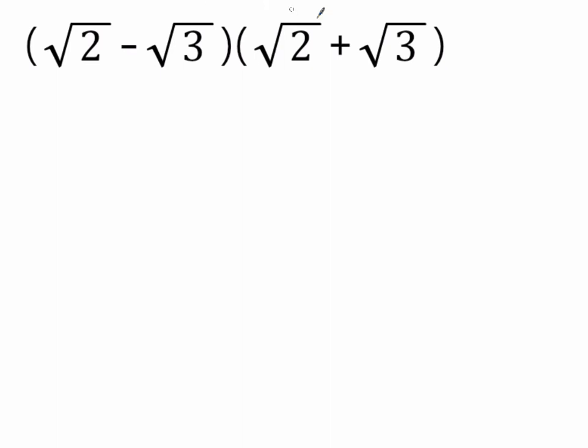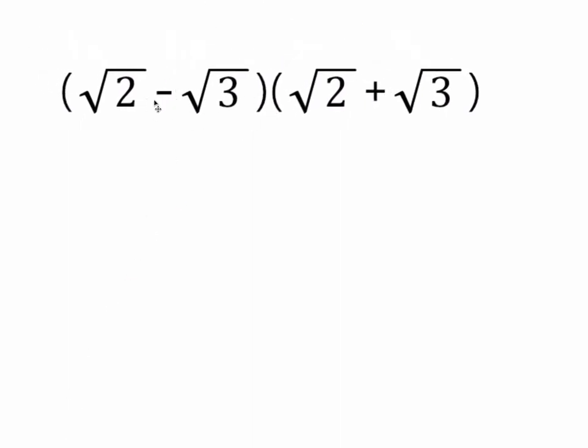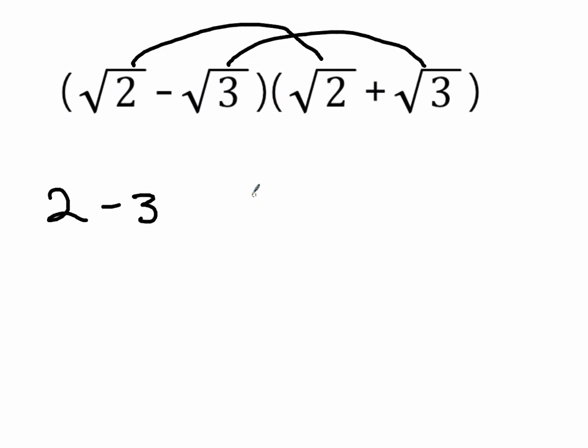Okay, now let's multiply these two. Now these are really similar. They look the exact same except for this minus and plus sign. And this is actually a special case, and you'll see why. Square root of 2 times the square root of 2 is 2. Negative square root 3 times positive square root 3 is negative 3. Negative square root of 3 times the square root of 2 is negative square root of 6.